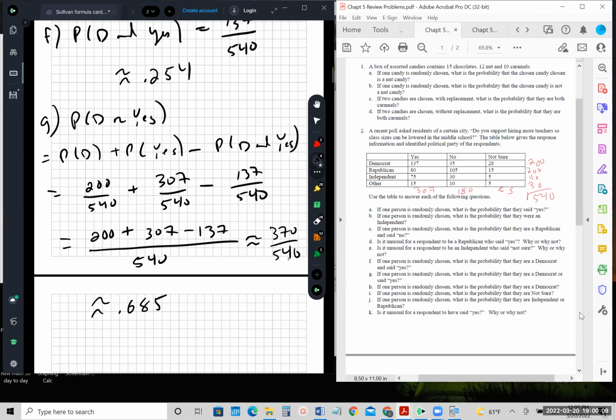Okay, and again, just to reiterate that, because I did make a mistake, the Democrat would be the whole row, so that's the 200, so that's why that's a 200 out of 540. The yes is the column, which is the 370, and then Democrat and yes is just the 137 where the row and the column intercept. And I kept reading the wrong thing on that one.